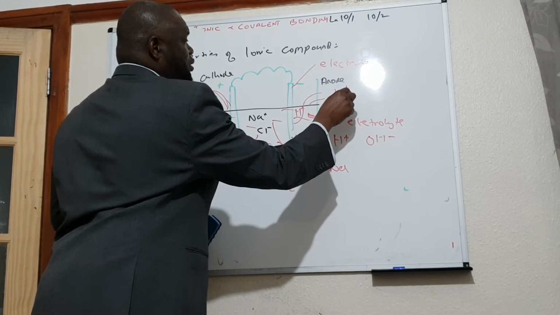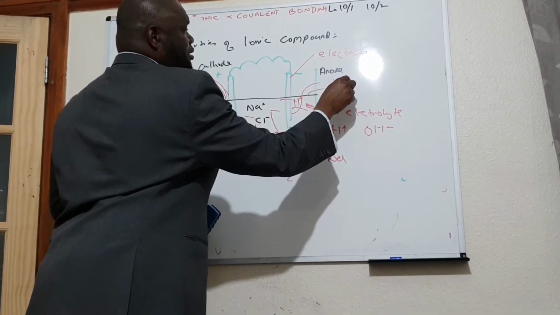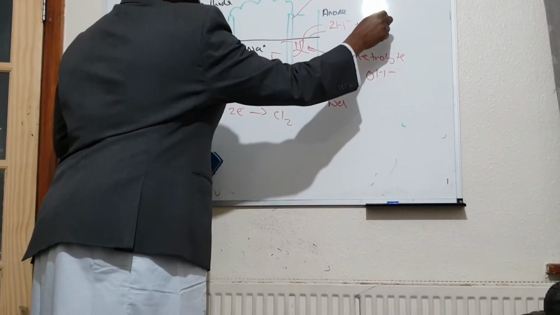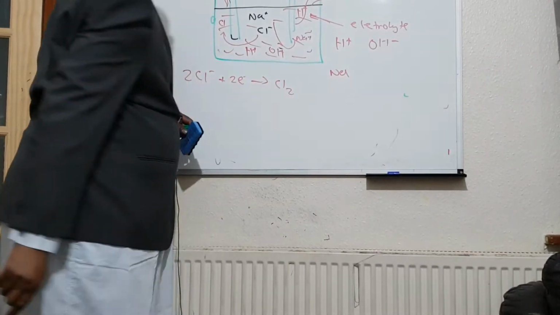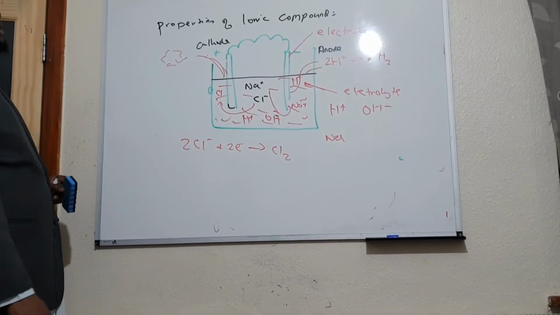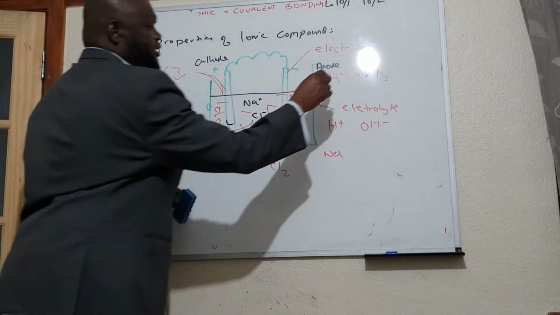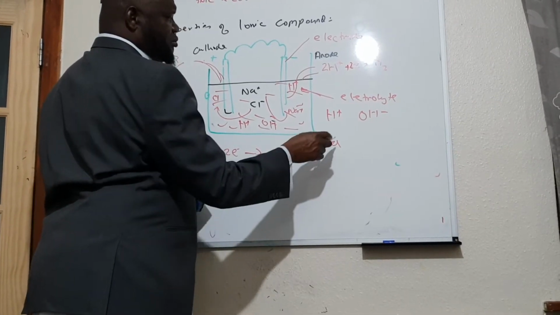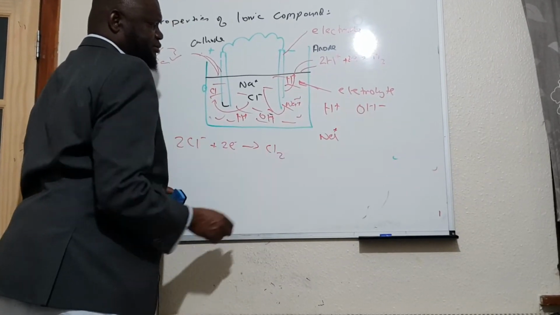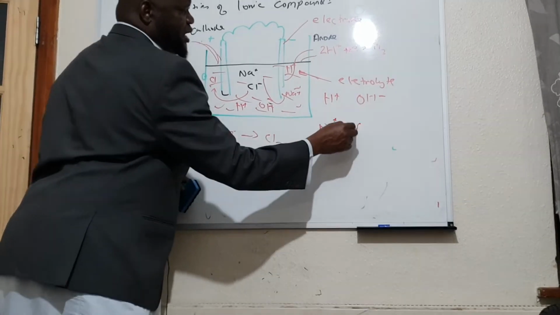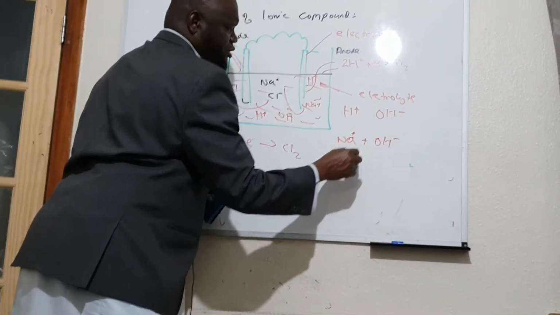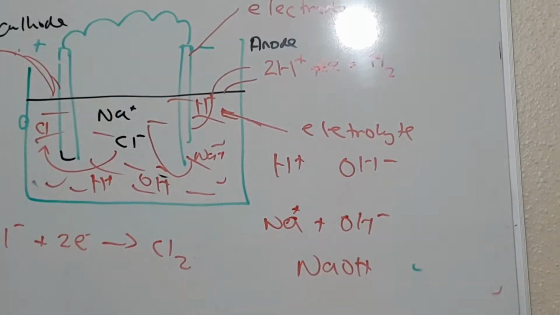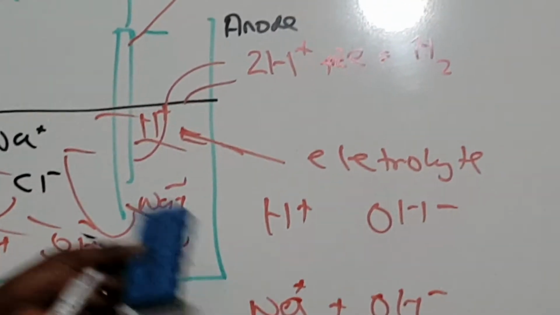H plus plus e, or 2H, gives you hydrogen gas. Okay? Hydrogen gas, 2e. Sorry, 2e. Now, what is left is sodium ions and OH minus ions. So that is sodium hydroxide. So if you test this compound after electrolysis, there will be sodium hydroxide left.